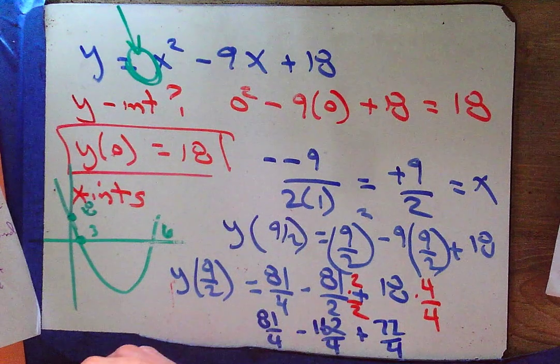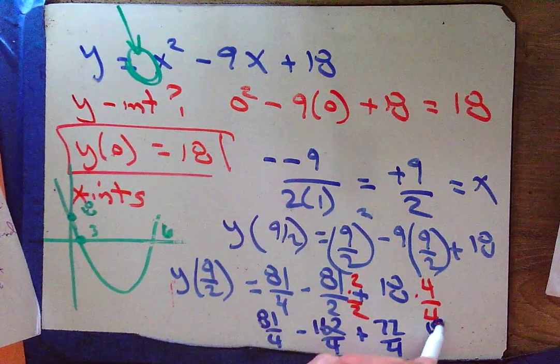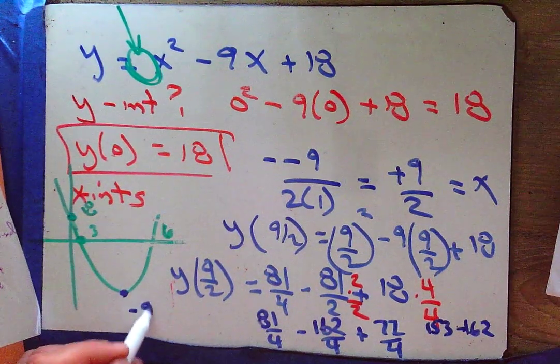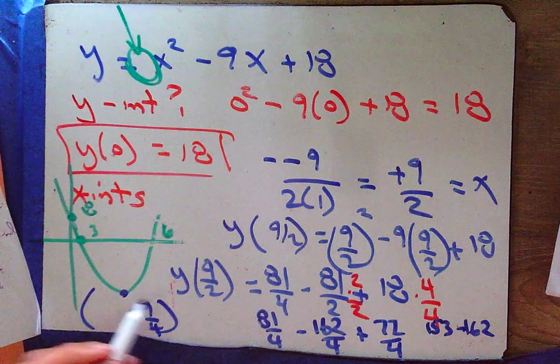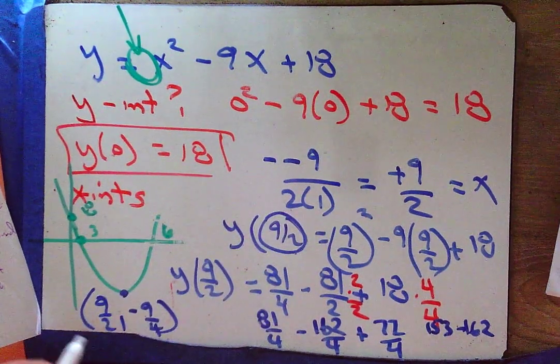72 fourths. So that's 153 minus 162, and that's negative 9 fourths, and that happens with the x value positive 9 halves.